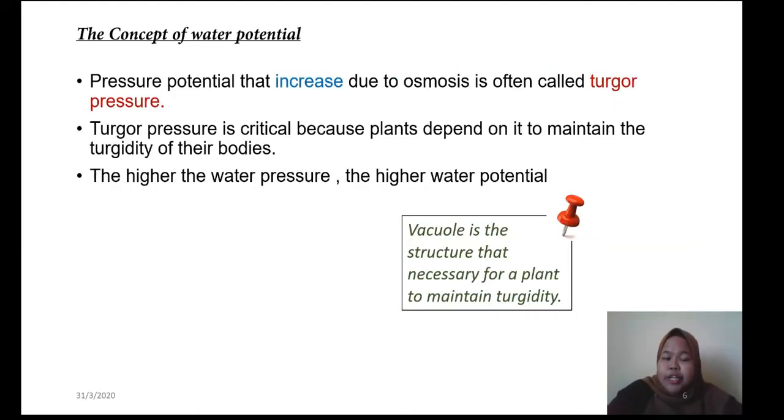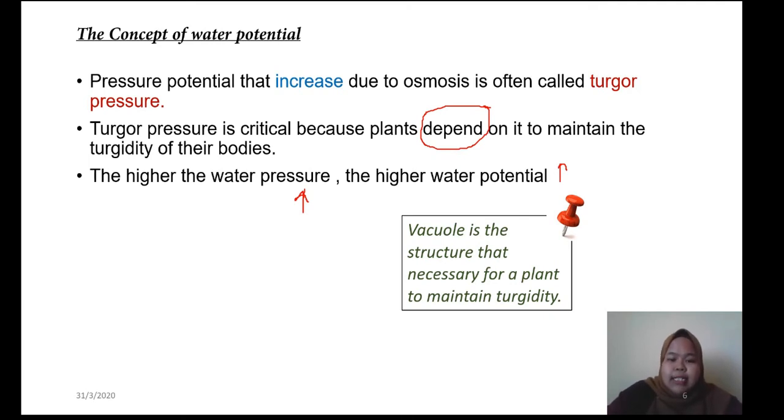Other than that, pressure potential that increases due to osmosis is often called turgor pressure. Turgor pressure is critical because plants depend on it to maintain the turgidity of their bodies. So, the higher the water pressure, the higher the water potential. We can conclude that water pressure and water potential are directly proportional to each other.